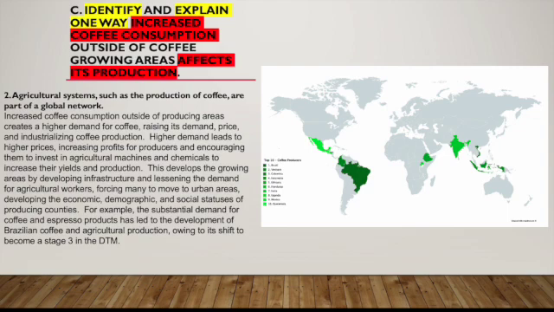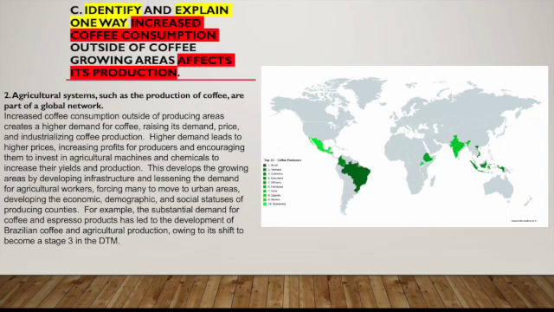This develops the growing areas by developing infrastructure and lessening the demand for agricultural workers, forcing many to move to urban areas, developing the economic, demographic, and social statuses of producing countries. For example, the substantial demand for coffee and espresso products has led to the development of Brazilian coffee and agricultural production, owing to its shift to become a Stage 3 in the DTM.